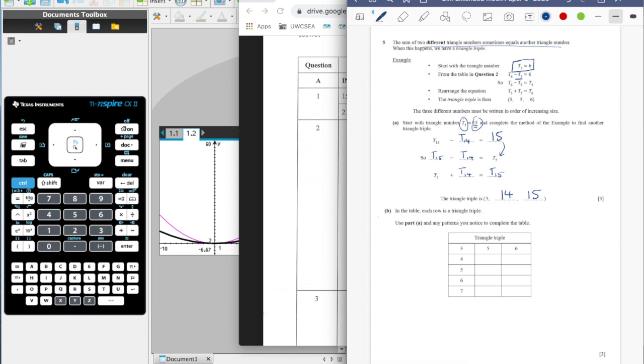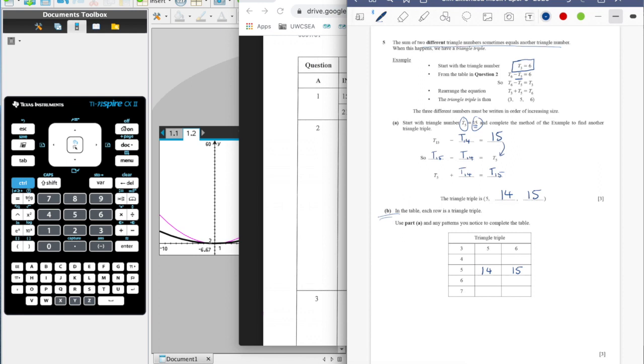So then part B. In the table, each row is a triangle triple. Use part A and any patterns you notice to complete this. Well, part A, we've just worked out one. This answer is the first thing I'm going to input into it. So we've got 5, 14, and 15.